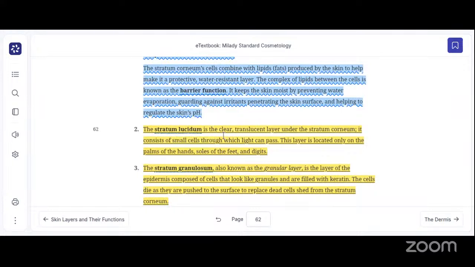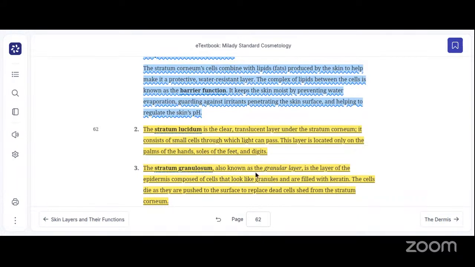Stratum lucidum, a clear, translucent layer under the stratum corneum. It consists of small cells through which light can pass. So it's like a translucent layer. This layer is located only on the palms of the hands, soles of the feet, and digits. Okay. So lucidum: palms of the hands, soles of the feet, and fingers. Okay. Transparent layer of skin in which light can pass through it.